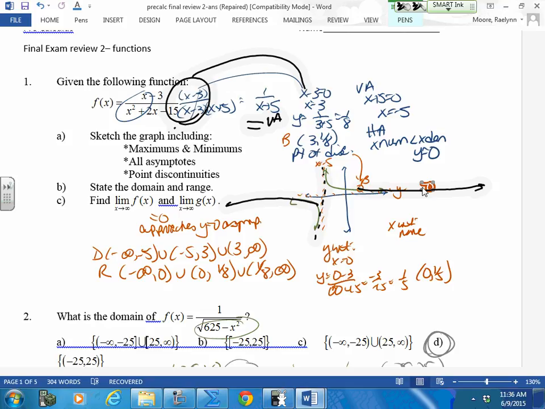Okay? Your point of discontinuity, remember for your range and your domain, you have to take out your point of discontinuity. And obviously we can't use spot -5 because that's a vertical asymptote. And so here's your limit as x approaches infinity here, and as x approaches -infinity. Isn't it approaching your horizontal asymptote where y is 0? Okay.